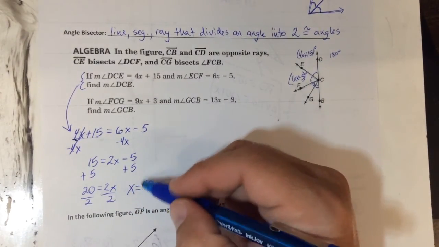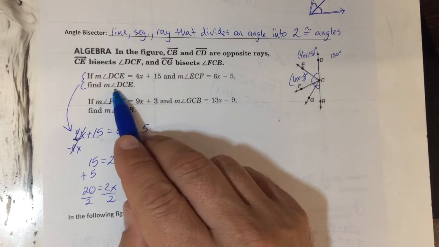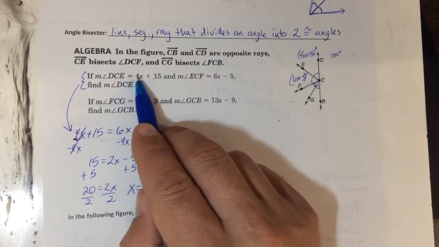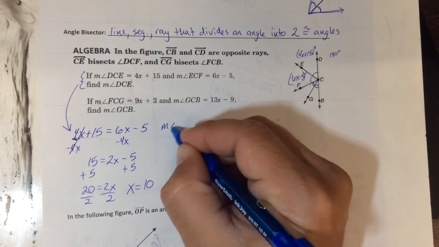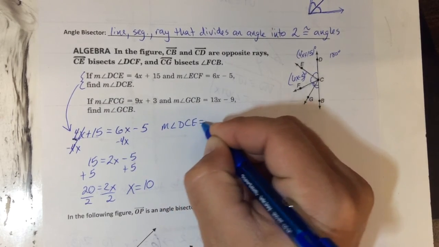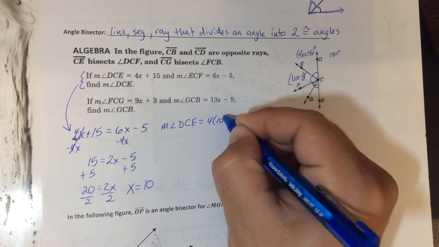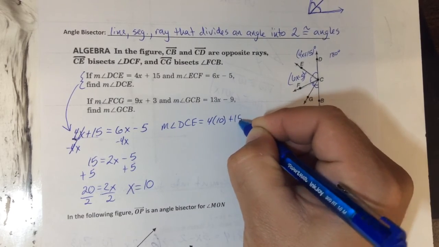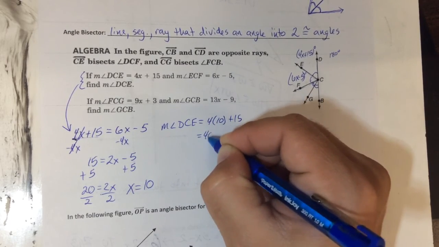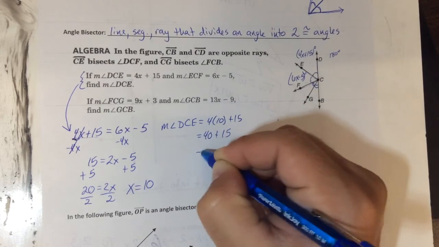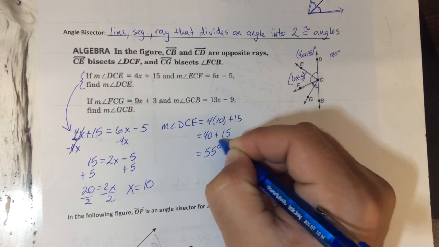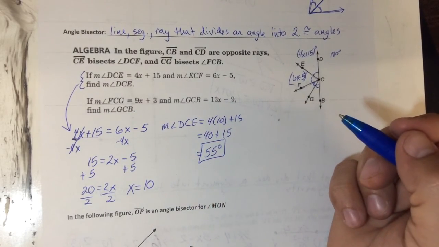And we are going to take that and plug it back in so I can find the measure of angle DCE. DCE is 4x plus 15. So I do 4 times 10 plus 15. 4 times 10 is 40, plus 15 is 55 degrees for that angle measure.